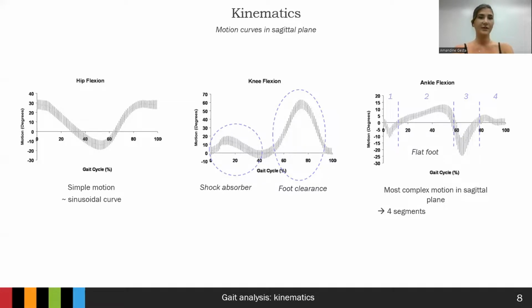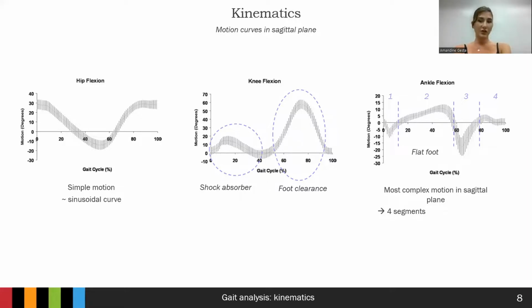So here are some examples of motion curves in sagittal plane, because during gait it is the most predominant motion plane. The first one is the hip flexion, which is the most simple motion of the lower limb joints. It can be approximated to a sinusoidal curve. Then you would have the knee flexion, where you can identify 2 phenomena. The first one is the shock absorber, and the other one would be the foot clearance.